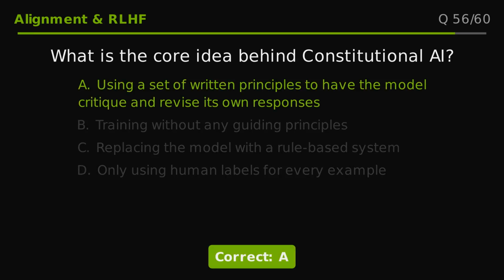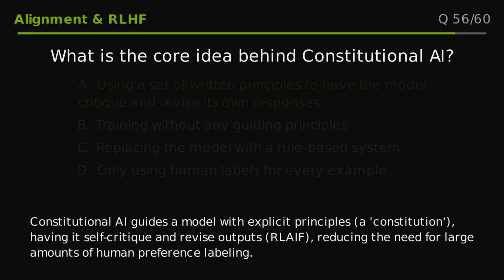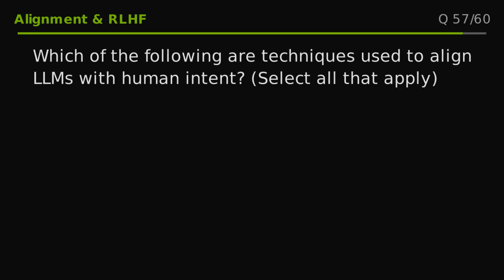The correct answer is V. Constitutional way guides a model with explicit principles, a constitution, having it self-critique and revise outputs, reducing the need for large amounts of human preference labeling. Question 57. Which of the following are techniques used to align bias with human intent?